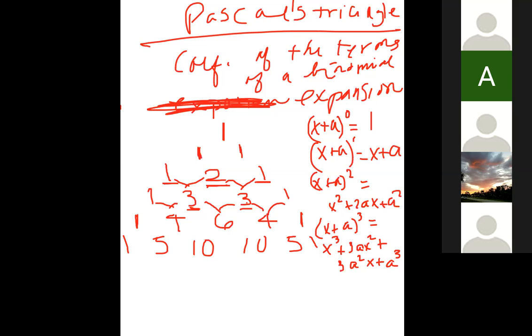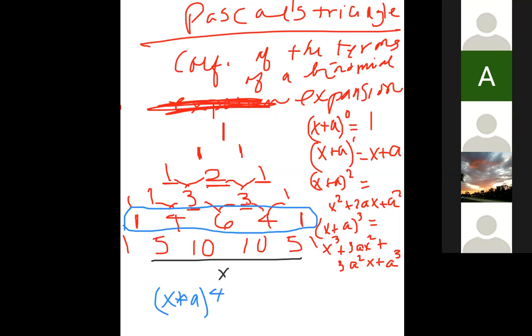Now, here's why this is not very efficient. Let's use a different color. So this line right here represents a binomial to the 4th power. This line right here represents a binomial to the 5th power.